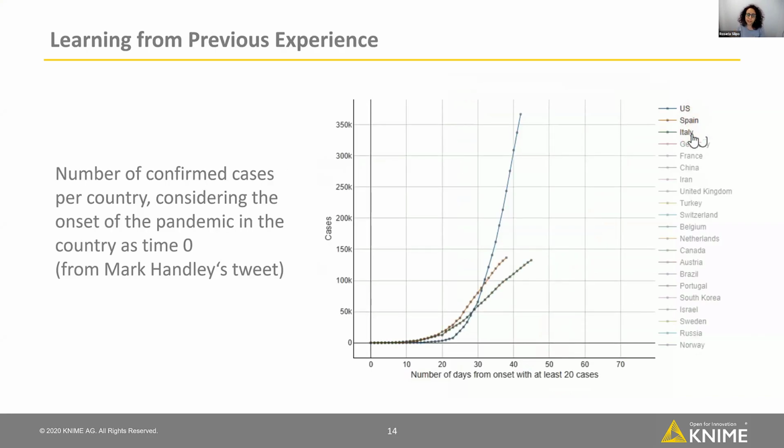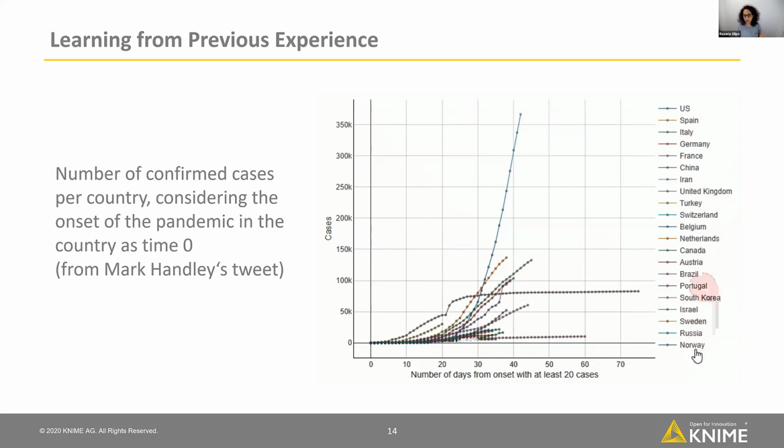And this is the plot that Mark Handley showed on Twitter, where he showed the number of confirmed cases per country. Instead of using the normal dates on the x-axis, he considered the onset of the pandemic as time zero for each country. So at the end, the curves are all brought together as if the pandemic had started at the same time in each country. If you do that, then you can see how the trend is growing for each one of these countries.